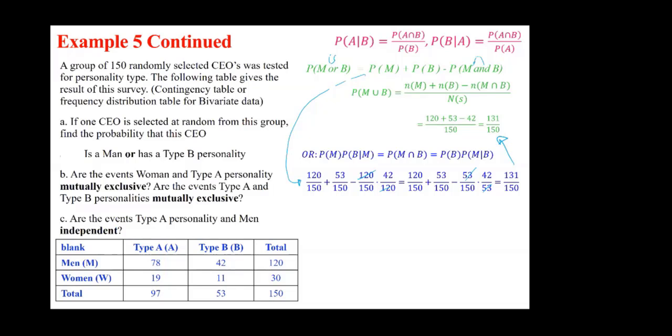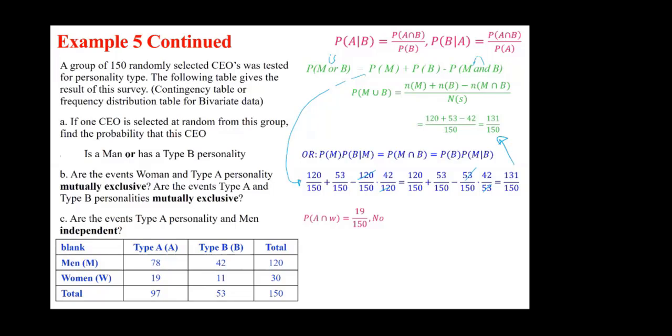The next thing is, are the events W, women, and type A, just A, mutually exclusive? Are the events type A and type B mutually exclusive? In each case, we go with the definition. Mutually exclusive means what? Calculate the probability of their intersection. If it's 0, mutually exclusive; if not, it's not. So for example, when you look at the probability of A intersection W, it's 19 over 150. Because this number is not zero, they are not mutually exclusive.